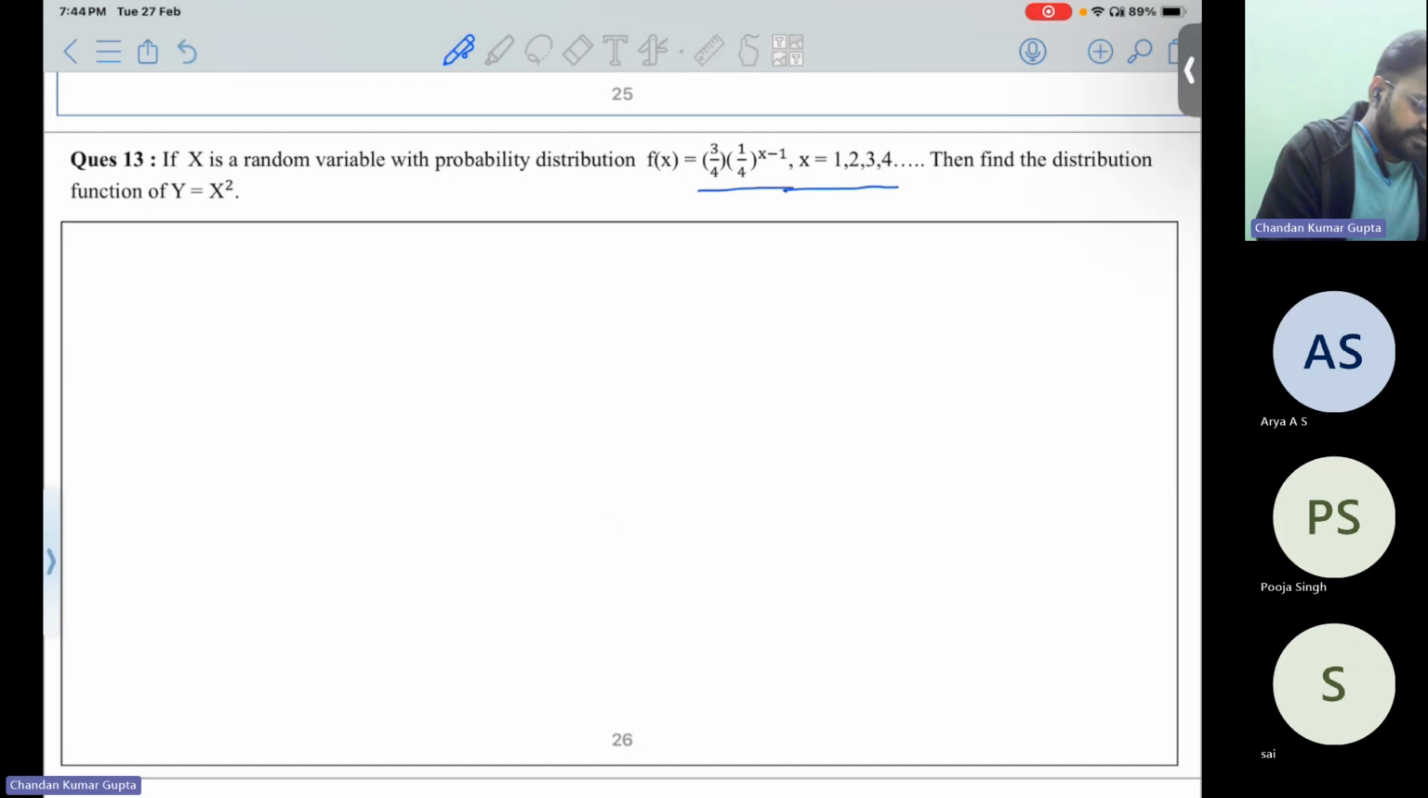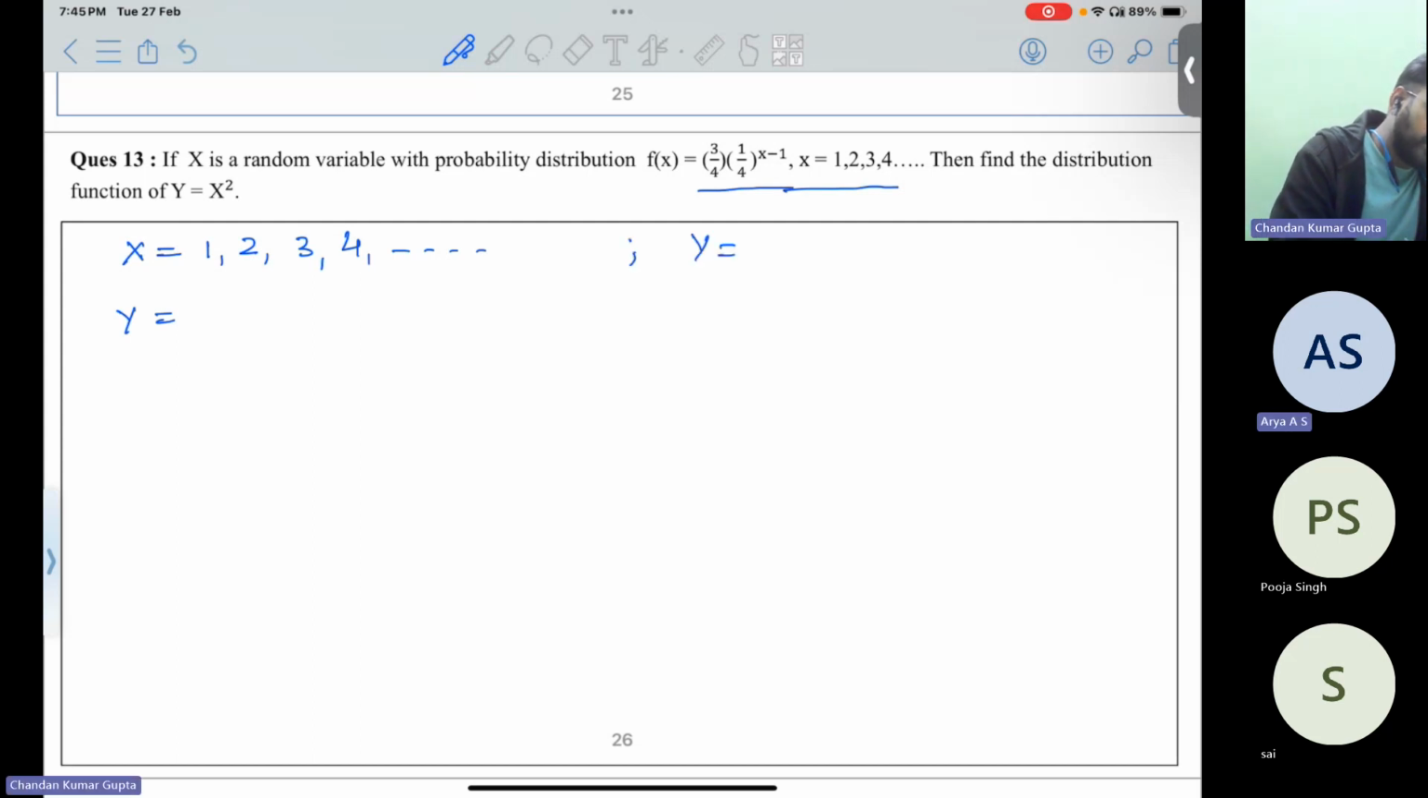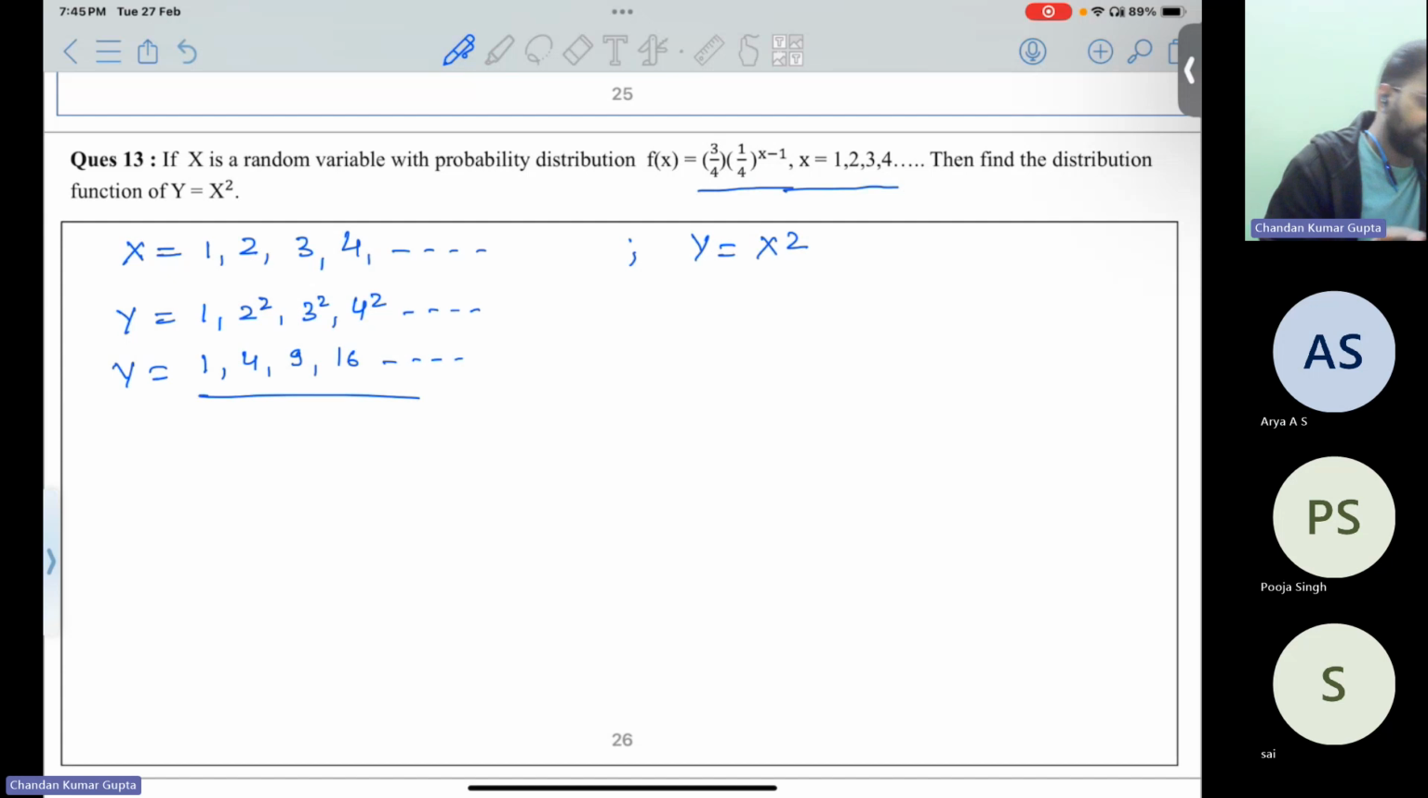So it is like a discrete distribution. Okay, it is a discrete distribution. So we need to calculate the range first. Like here, x equals 1, 2, 3, 4. So what is the value of y? Since y equals x square, the value of y is 1, 2 square, 3 square, 4 square, which is 1, 4, 9, 16, and so on. So the range of y is like this.